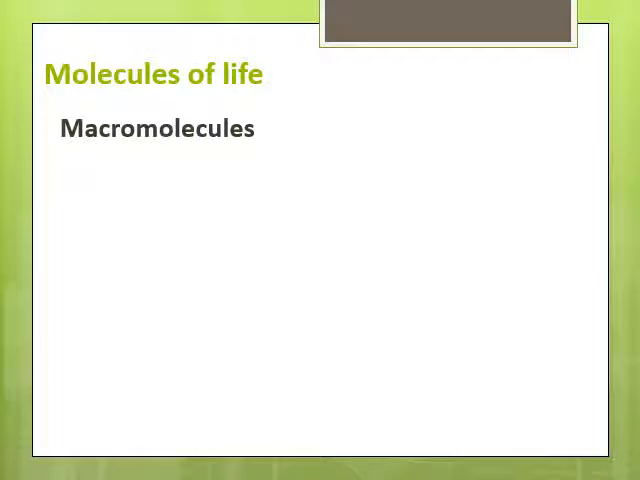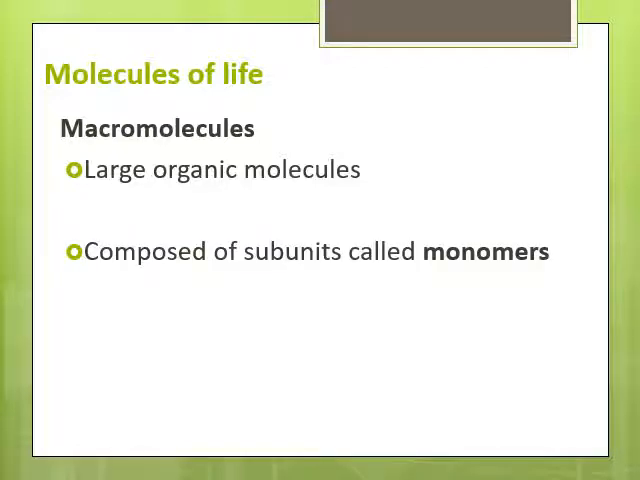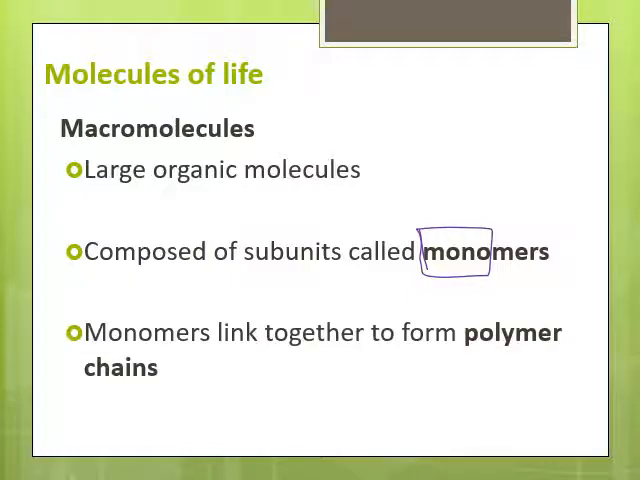Okay, so for molecules of life, we've got something called macromolecules, which we'll get into in a little bit too when we start talking about nutrition as well. But macromolecules are just large organic molecules, so they have that carbon-hydrogen bond, and they're composed of subunits called monomers. So anytime you see mono in something, right, mono means one. So monomers link together to form polymers. So poly means more than one, multiple, right? So they form these polymer chains.